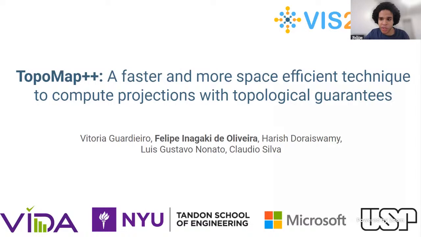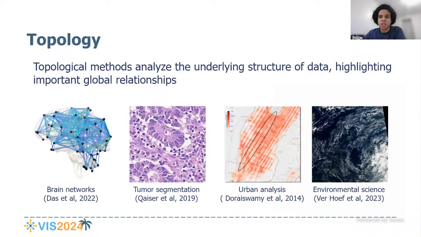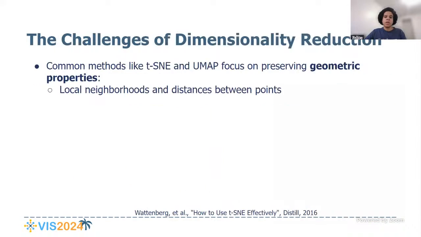So I present our work titled TopoMap++, a faster and more space-efficient technique to compute projections with topological guarantees. Topology-based methods analyze the structure of the data, highlighting important global relationships. These methods find application in diverse areas, such as brain analysis, tumor segmentation, urban analysis, and environmental science. These applications often involve high-dimensional data, which needs to be transformed in order to be visualized. Common methods like t-SNE and UMAP focus on preserving geometric properties, such as local neighborhoods and distance between points.